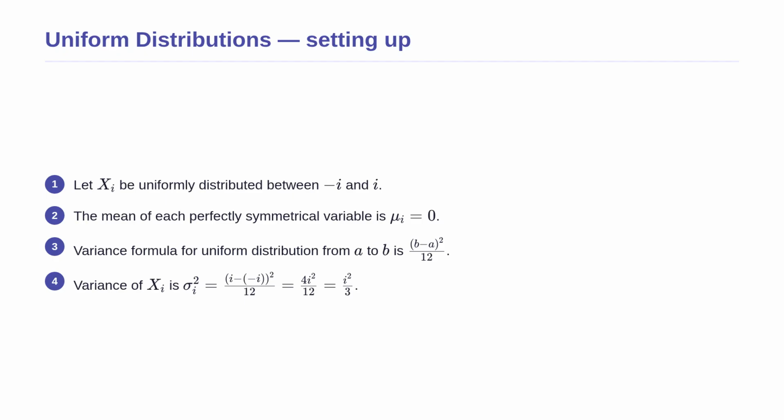Imagine a sequence of independent variables that are growing in size. The ith variable is uniformly distributed between negative i and positive i. Think of this like spinning a balanced wheel that gets larger each time. Because the distribution stretches evenly across 0, the mean for every single variable is exactly 0. Next, we calculate the variance using the standard uniform distribution formula. Plugging in our bounds, we find the variance of the ith variable is i squared divided by 3.